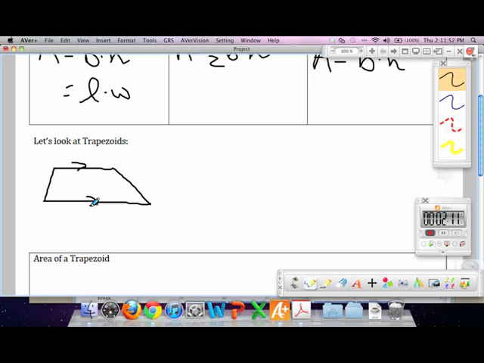So that's 4, and this is also 4. So you have one diagonal that's length 14, one diagonal that's length 8. Half of 14 is 7, and 7 times 8 is 56.